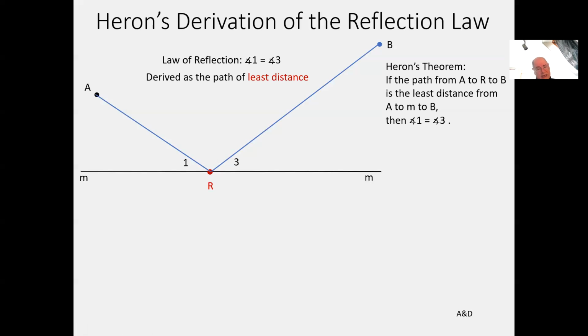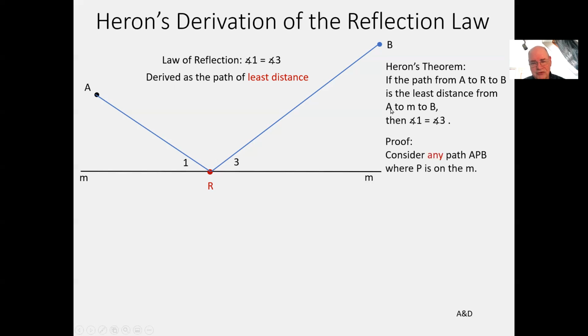So let's state the theorem. If the path from A to R to B is of the least distance, then angle 1 is equal to angle 3. That is, if the path is the least distance, then you have the law of reflection. The law of reflection is a consequence of, it is derived from, this minimum distance law. There's something more fundamental than the law of reflection, which is causing it to be so: that light wants to take the path of least distance.